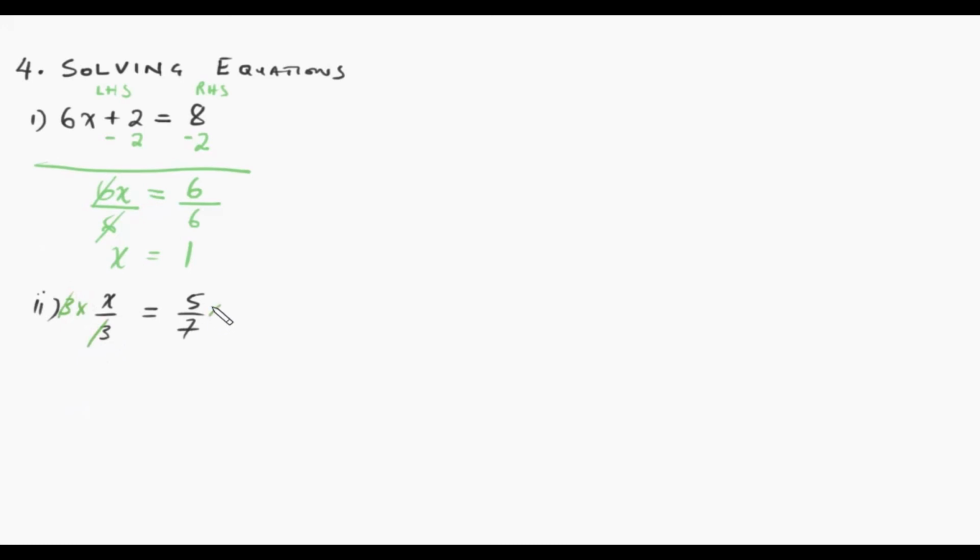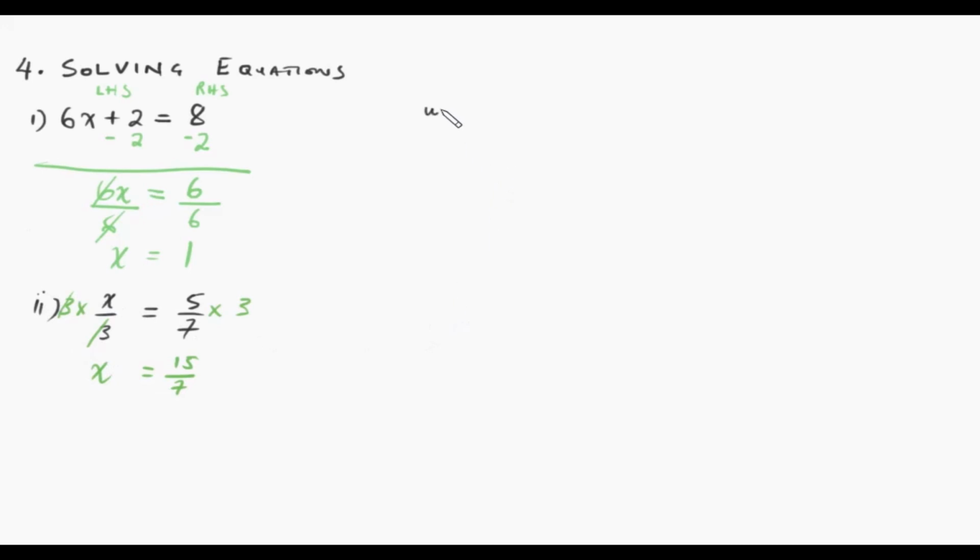Then we will have to multiply by 3 on this side to balance. Because what you do on the left hand side, you must also do on the right hand side to balance the equation. Now we have x equals to 5 times 3 is 15 over 7. So that is the answer. So x is equals to 15 over 7. You have solved the equation.